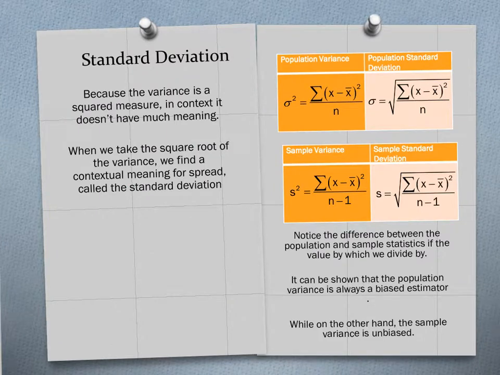Now, the problem with the variance is that it is a squared measure, and in context, it doesn't have much meaning. Think about the number of days that we're trying to find, the average amount of days from the mean. Well, right now they're squared days. What is a squared day? It doesn't make any sense. So to fix that, we take the square root of the variance. We take s squared and we take the square root of it. This is equal to s, which is the sample standard deviation. And this is the measure that makes sense.